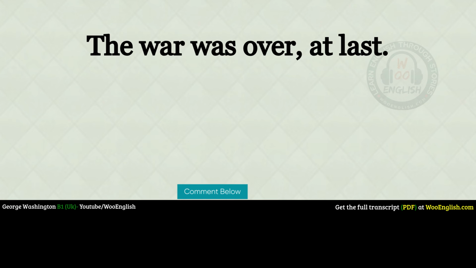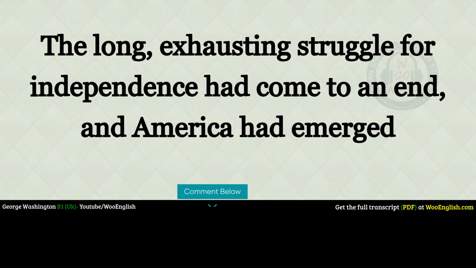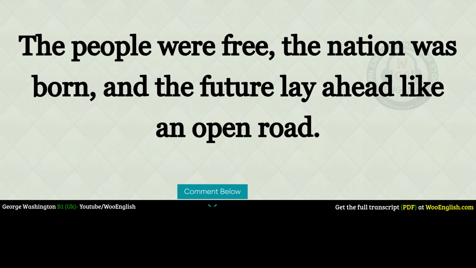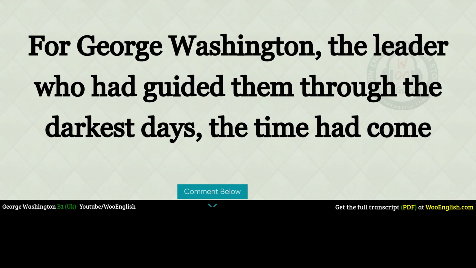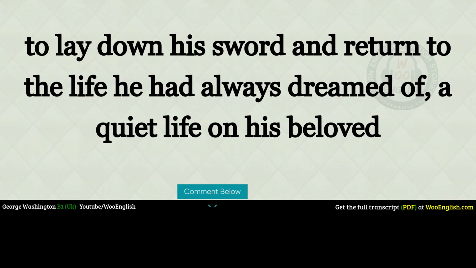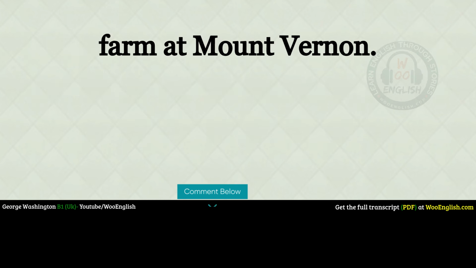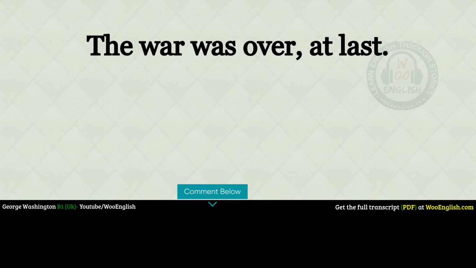The war was over at last. The long, exhausting struggle for independence had come to an end, and America had emerged victorious. The people were free, the nation was born, and the future lay ahead like an open road. For George Washington, the leader who had guided them through the darkest days, the time had come to lay down his sword and return to the life he had always dreamed of, a quiet life on his beloved farm at Mount Vernon.